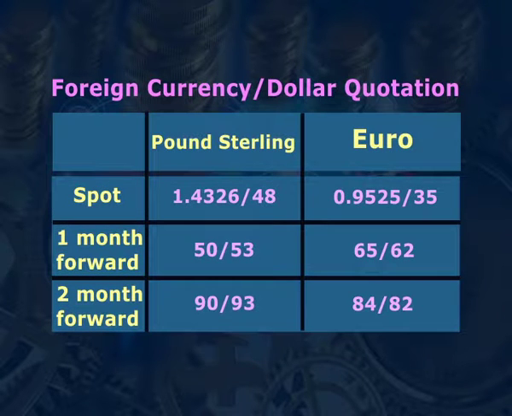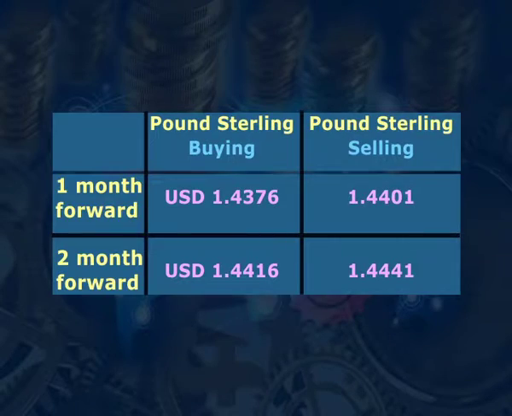Now, let us discuss foreign currency or dollar quotation. Let us assume the following exchange rates are prevailing. Against the dollar, the forward pound sterling is at a premium. The premium should be added to the spot rate to arrive at the forward rate. Thus, the forward rates for pound sterling are as given on the screen.